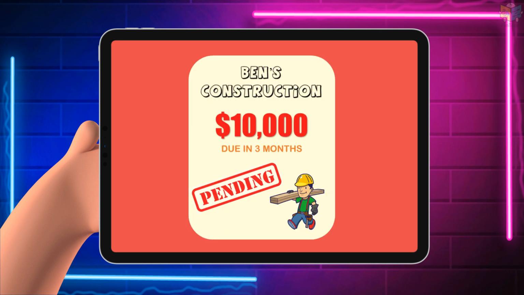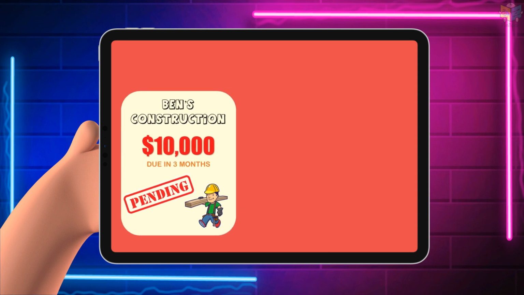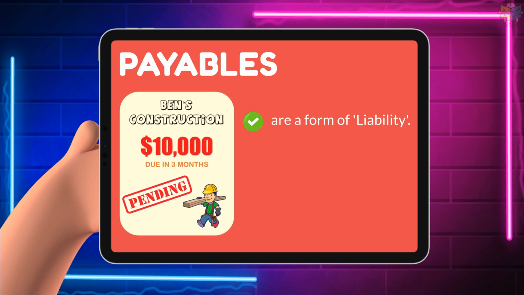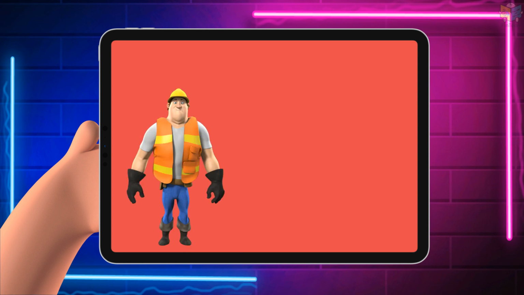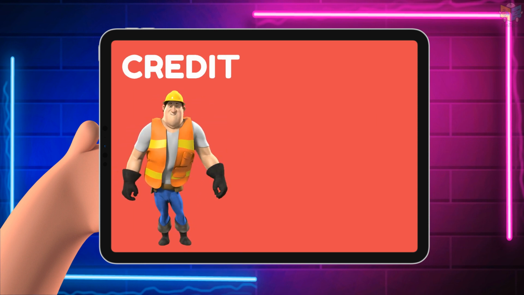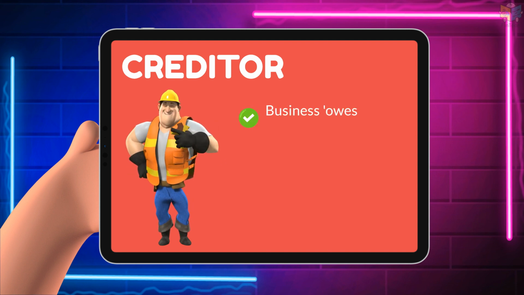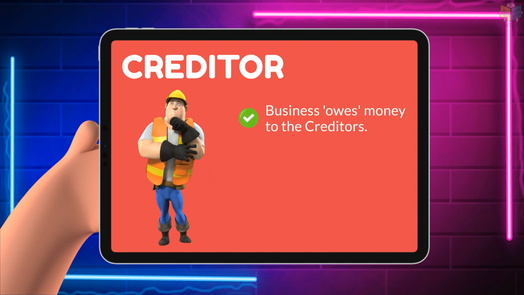The $10,000 that will be paid to Ben after 3 months is also a liability for the business. This amount is called payables, and it must be paid in the future. Ben is known as a creditor. The business owes money to the creditors.